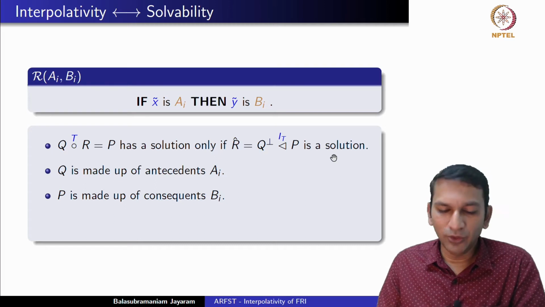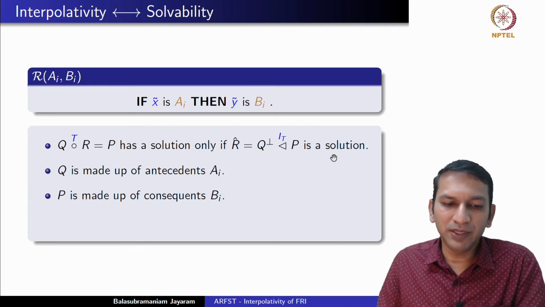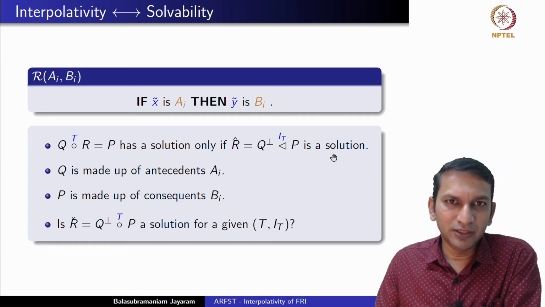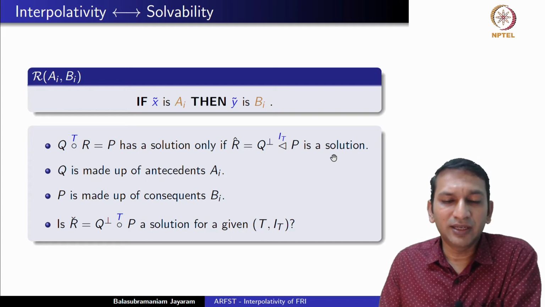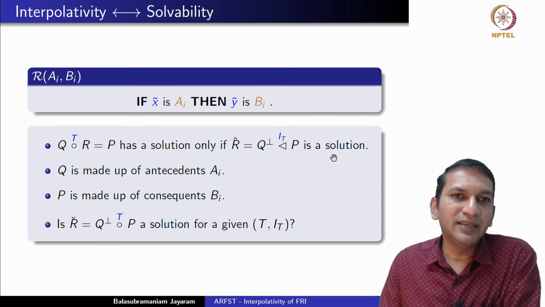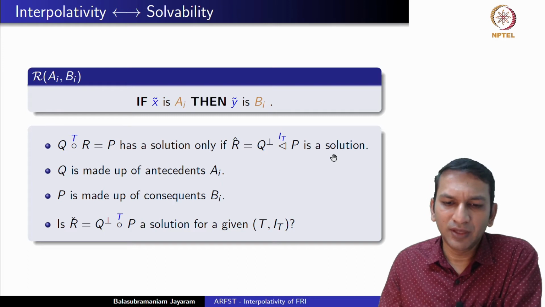And now we are looking for an R such that Q circle R is actually equal to P. Now, the essential question, the crucial question that we need to answer here is if R check is a solution of this system, provided T and I are assumed to be coming from the residuated lattice structure.